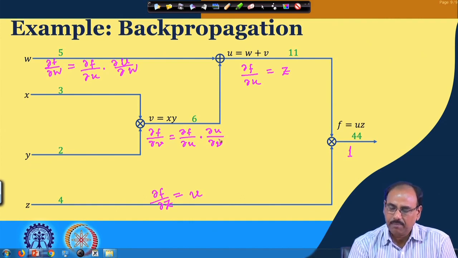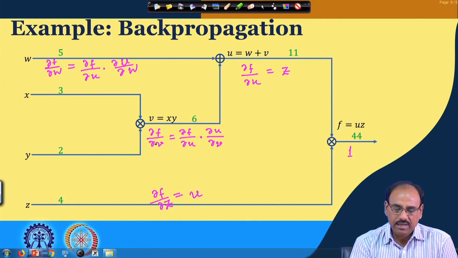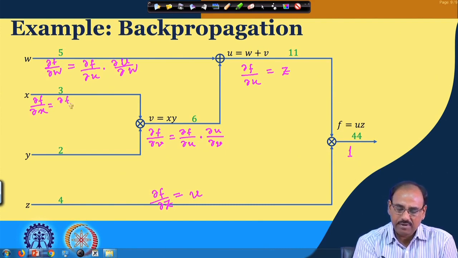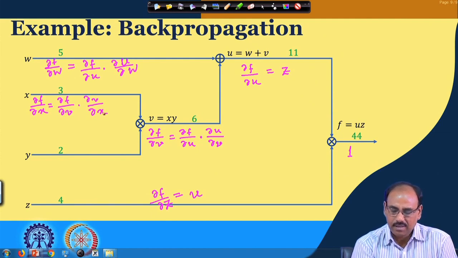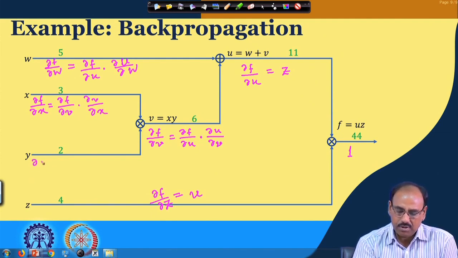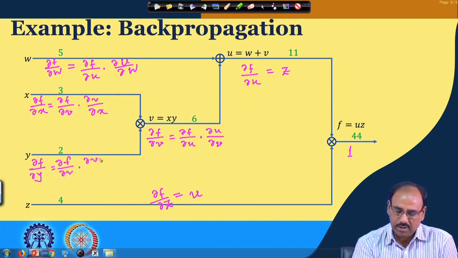So, that is what gives me the sensitivity of f with respect to v, or the gradient of f with respect to v. Again over here, when I compute del f del x, first I have to compute what is del f del v, and then I have to compute what is del v del x. Similarly, in order to find out del f del y, I have to compute what is del f del v and then multiply that with del v del y.